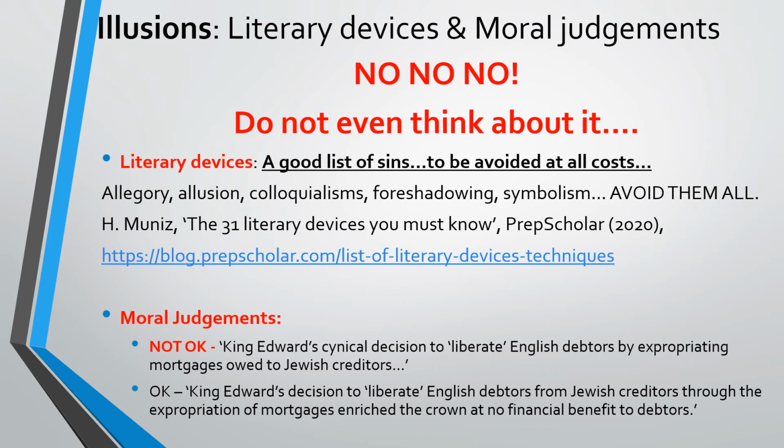Sentence 1. King Edward's cynical decision to liberate English debtors by expropriating mortgages owed to Jewish creditors, so on and so forth. Now, it may well be that most readers will find it cynical that the English king liberated debtors by effectively making himself the creditor to those same debtors in favor of expelled English Jews. It might be that 99 out of 100 readers will find that a deeply cynical and evil thing to have done. However, it is not your job to make that judgment.